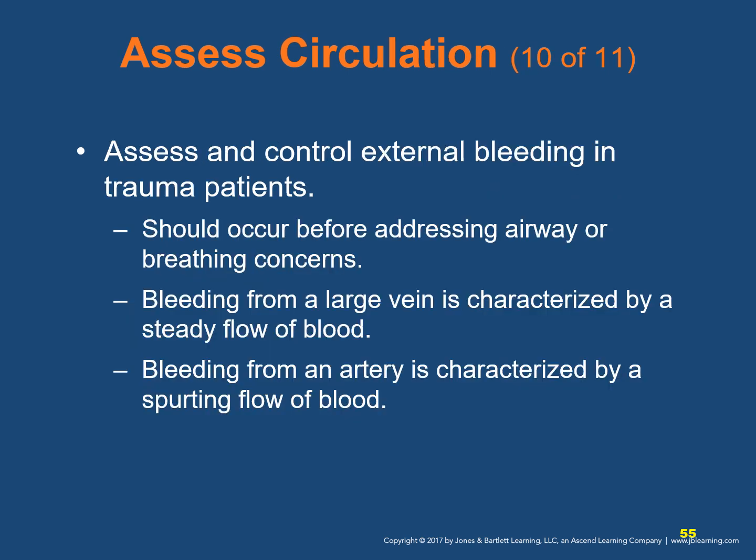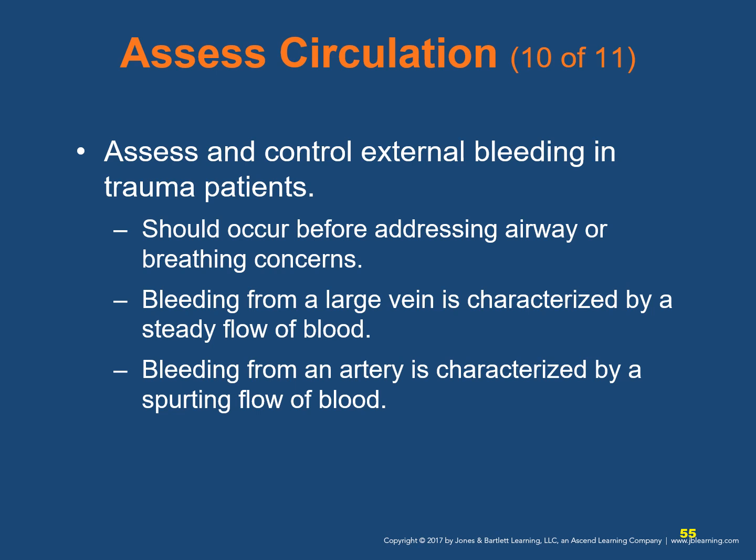Assess and control external bleeding in trauma patients. In trauma patients, identify and control major external bleeding. This step should occur before addressing airway or breathing concerns. Bleeding from a large vein is characterized by a steady flow of blood, whereas bleeding from an artery is characterized by a spurting flow of blood.